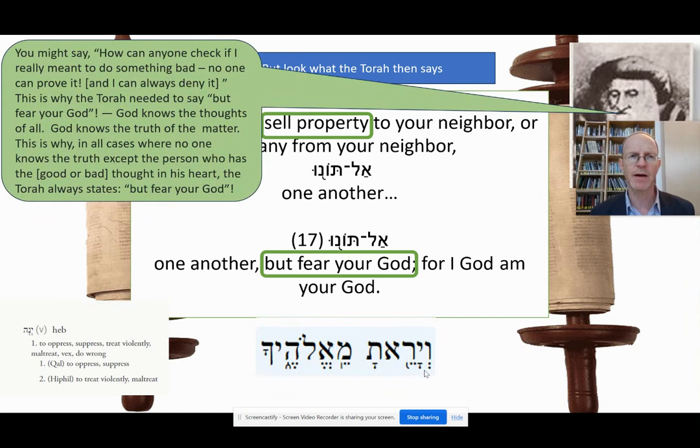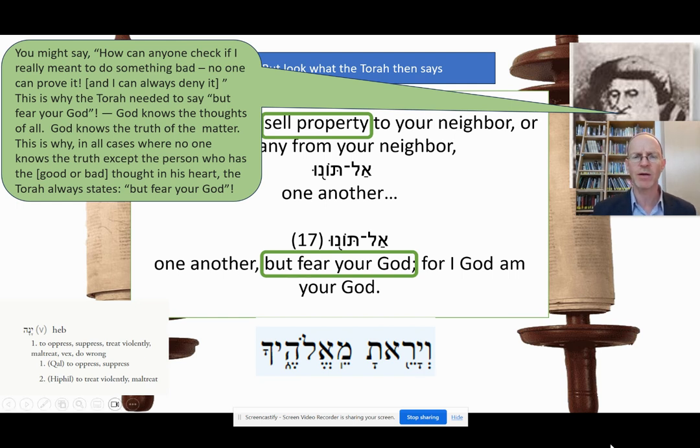Rashi says the following. You might say, how can anyone check if I really meant to do something bad? No one can prove it, and I can always deny it. This is why the Torah needs to say, but fear your God. God knows the thoughts of all. God knows the truth of the matter. This is why in all cases where no one knows the truth except the person who has the good or bad thoughts in his heart, the Torah always states, but fear your God.